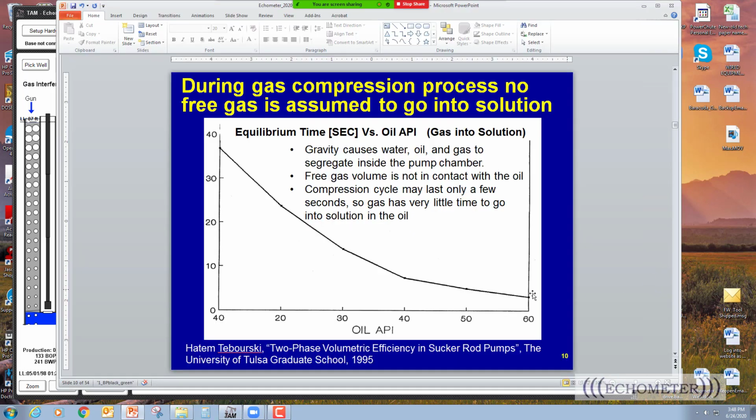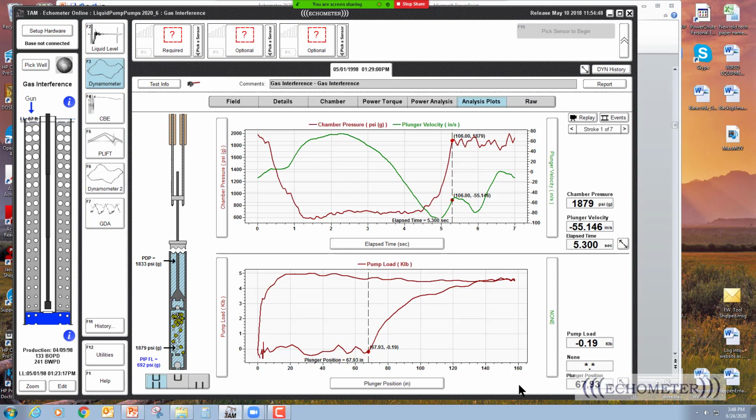And if you go back to this chart, it says you have to have 8 seconds of contact to push all the gas in solution. So my argument is this time is short, and it's not in contact for enough time to push very much, if any, gas back in solution. Plus, I'm claiming that these wells produce water, and the water is separating the oil and the gas. So that's a question, right?